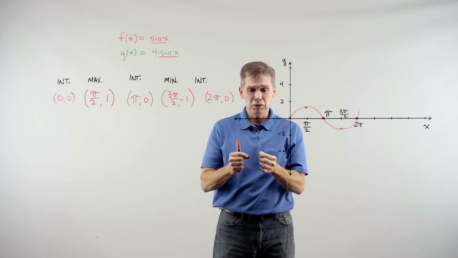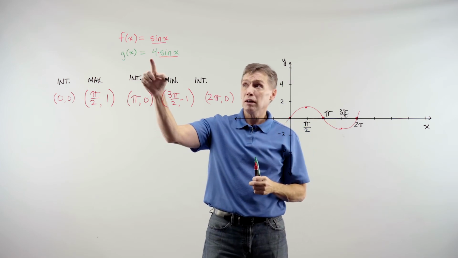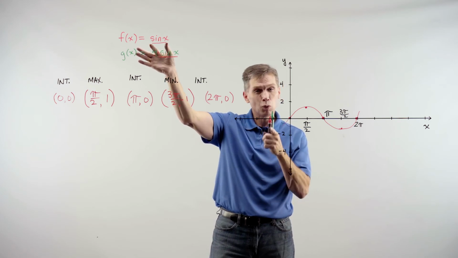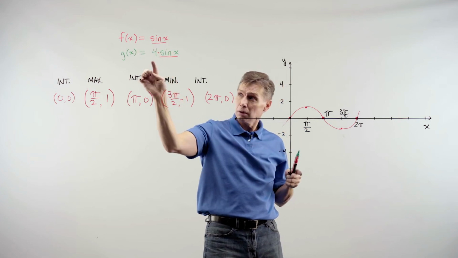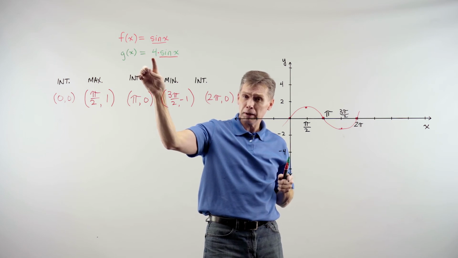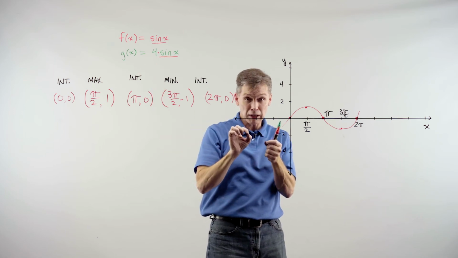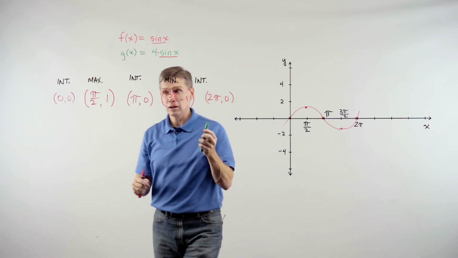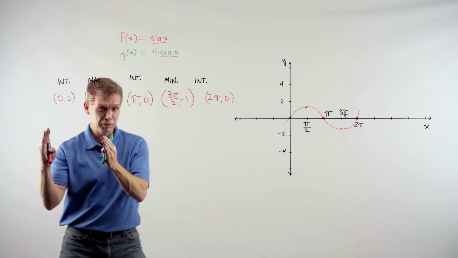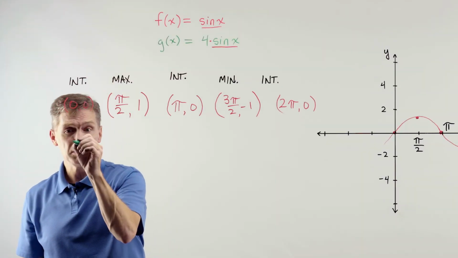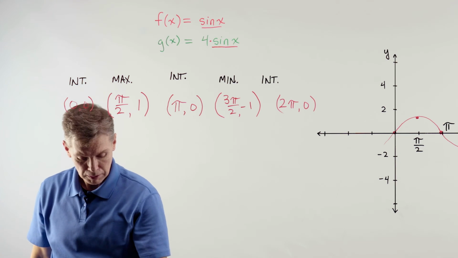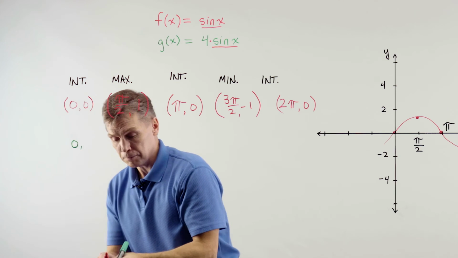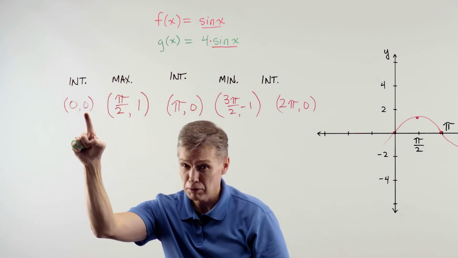Think of it this way: that amplitude, that value of 4, is taking whatever your outputs were from the f of x function, whatever your y values would be in the graph, and multiplying them by 4. So when the x values are the same, the y values are only going to differ by a factor of 4. I'm going to use that knowledge in my work on the 5 key points by using the same x value of 0, comma, and then multiplying that y value by 4.